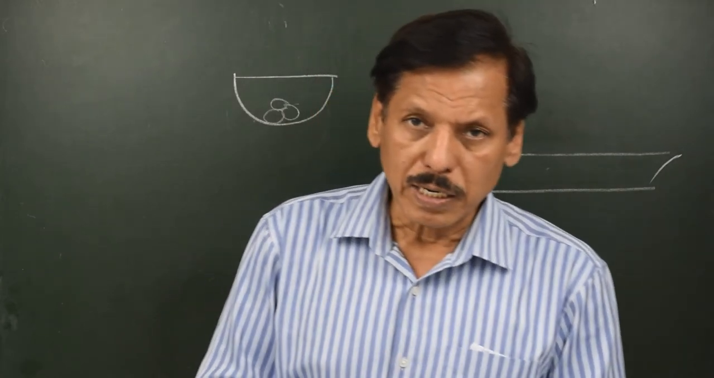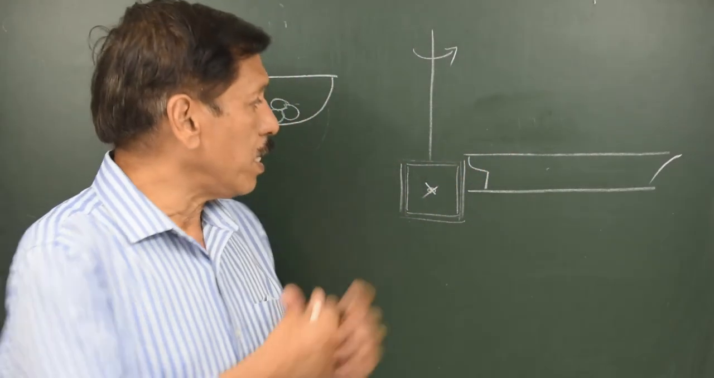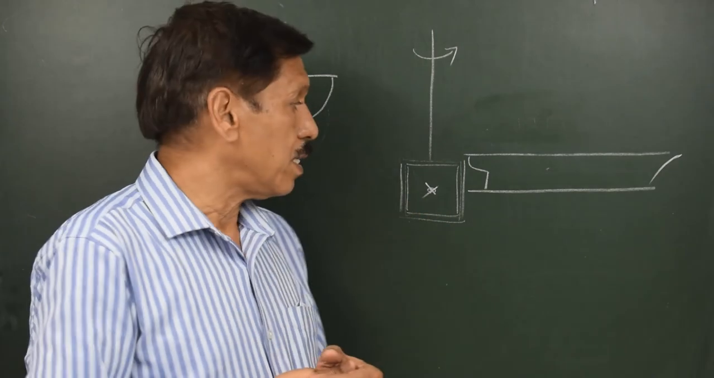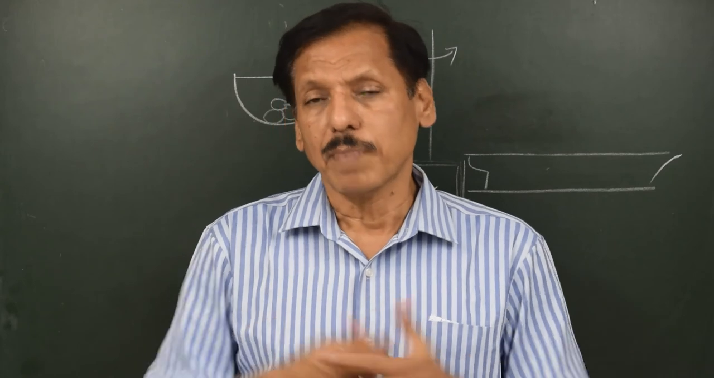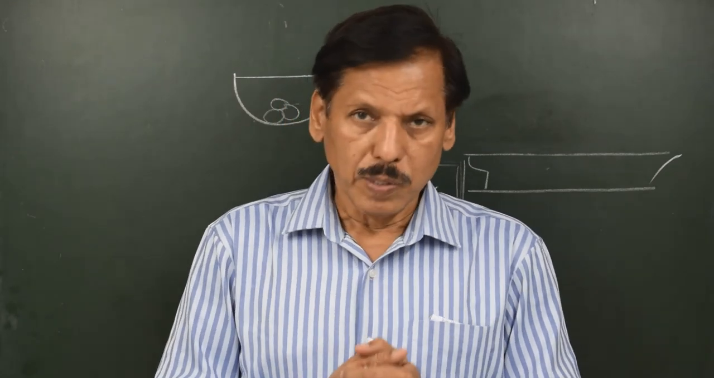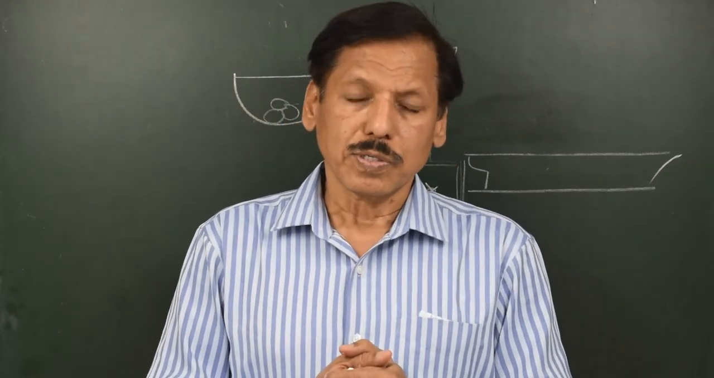Just to reduce the error, compensatory weights are kept in the plane that is perpendicular to the plane of loop. The tendency for the heavier part to turn in the plane of roll will be reduced.